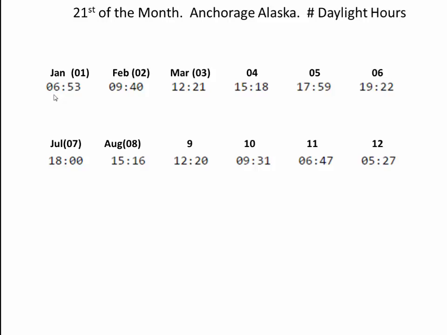We should round it to the nearest tenth place. So 6 and 53 sixtieths is 6.88, so that would be 6.9. 9 and 40 sixtieths would be 9 and 2/3 or 9.7. So these coordinates can then be plotted, and you might want to pause the video now to allow everyone to copy these points down and to create a graph.